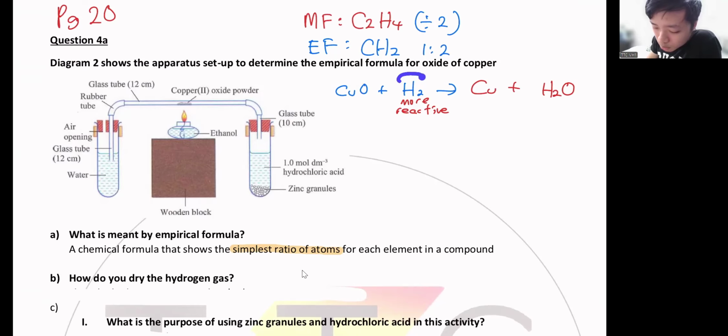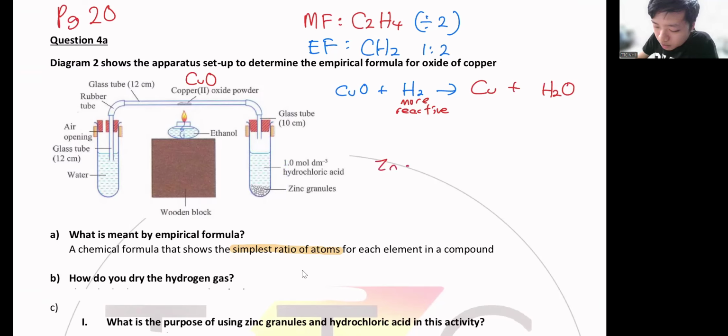Now you might ask, how do I get hydrogen gas? Now this is your CuO. But how do I get H2? H2 is not in the surroundings. Normally the gas that we breathe is oxygen. So you have to make something to produce hydrogen gas. So what do I do?